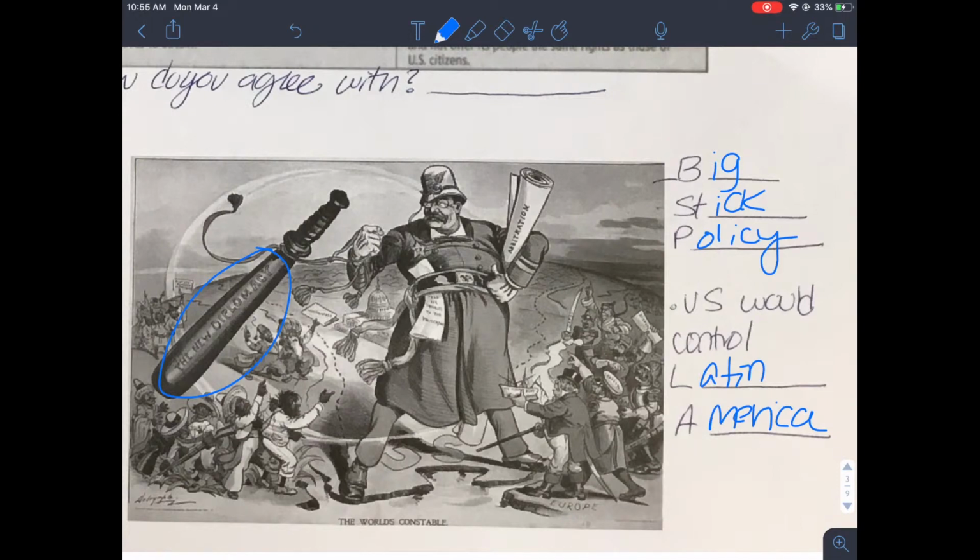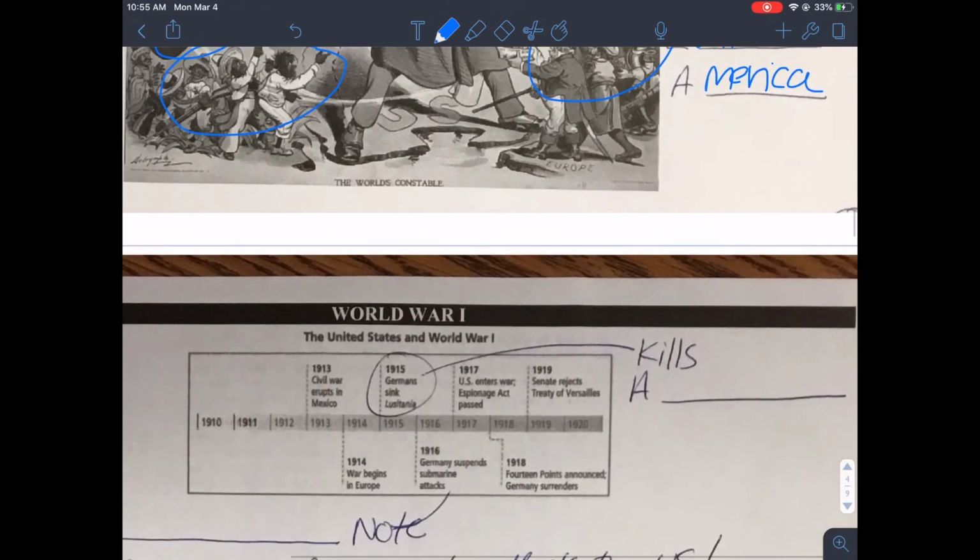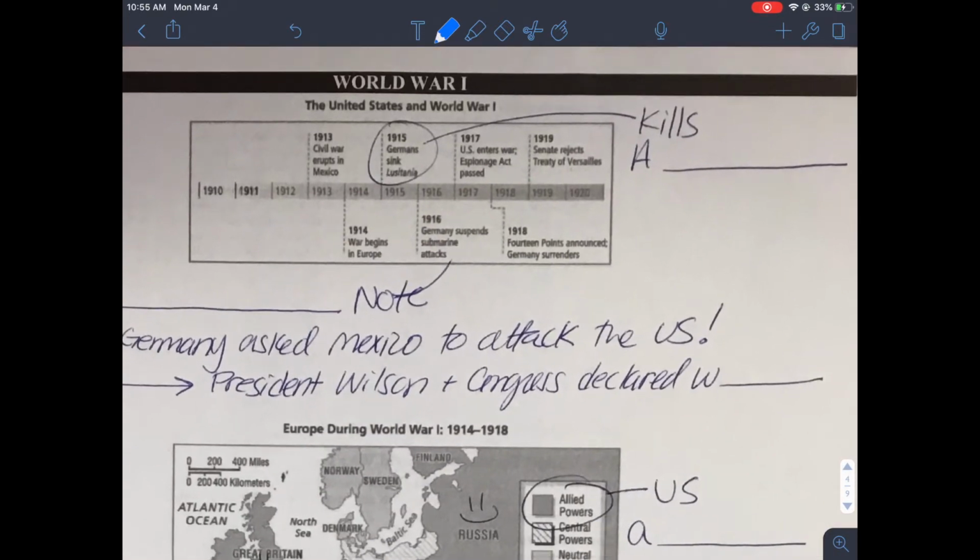Many of the people in Latin America don't want America there. They want to keep their resources for themselves. But because the United States has a superior or stronger military, Latin America really has no choice.